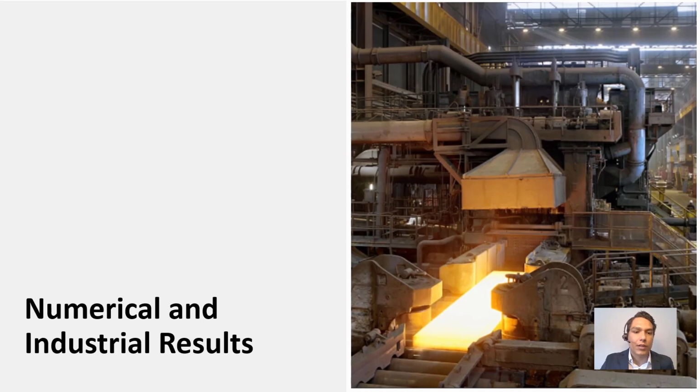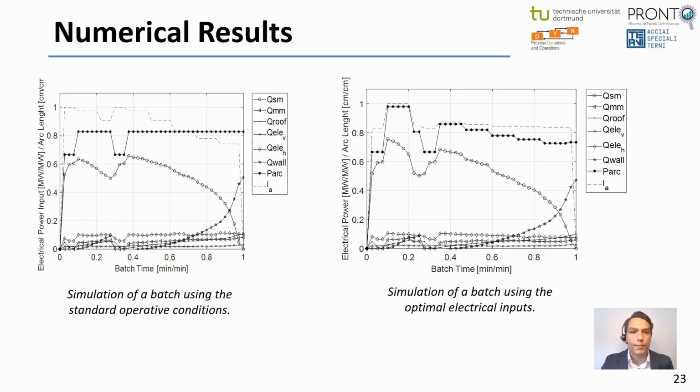Let us now introduce the numerical and industrial results. In this slide, on the left-hand side, I present the simulation of a batch using standard operative conditions. In general, these standard operations are as follows. A batch is operated during the whole batch at a constant power level, which is presented by this constant line, and the length of the arc is reduced as the batch progresses in time.